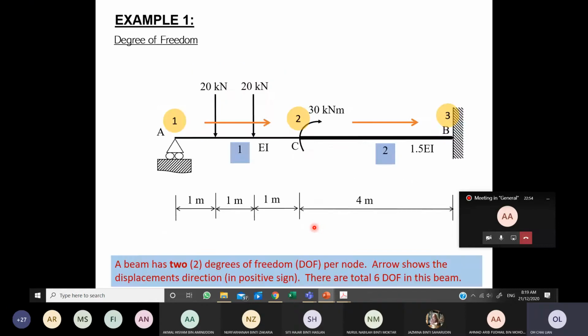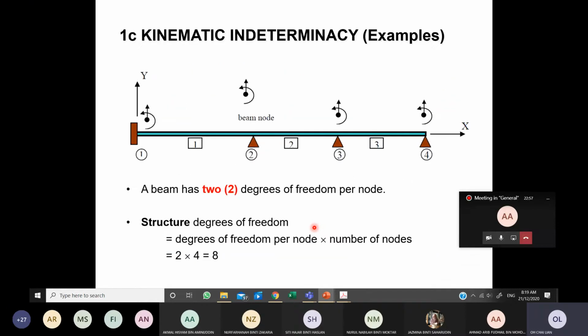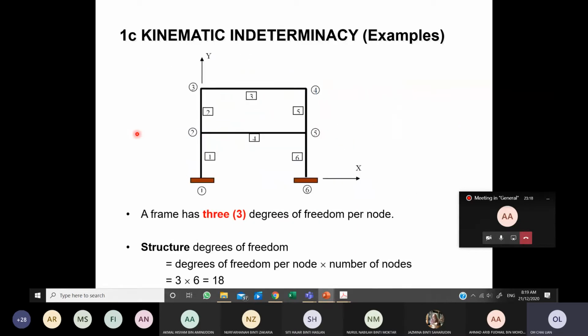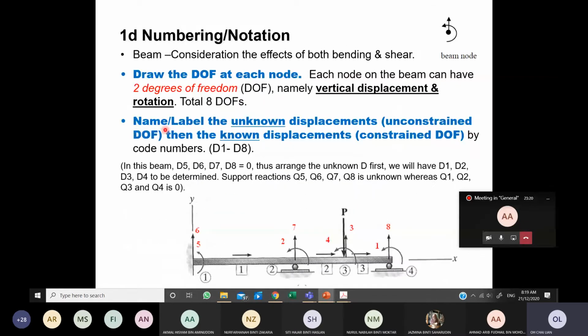We also know that the DOF must be indicated in all the knots. If you have 4 knots, you need to put this indication, in terms of arrows, in all the knots. Then you need to give a number to it, and we have rules. This is our rule: we label the unknown displacements first, then we label the known displacements.